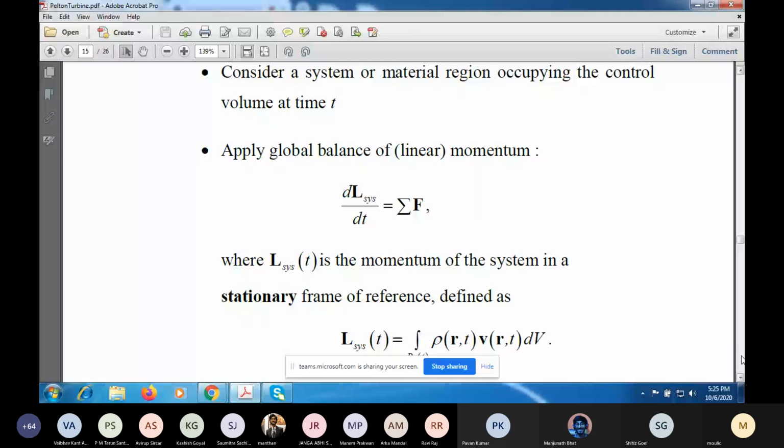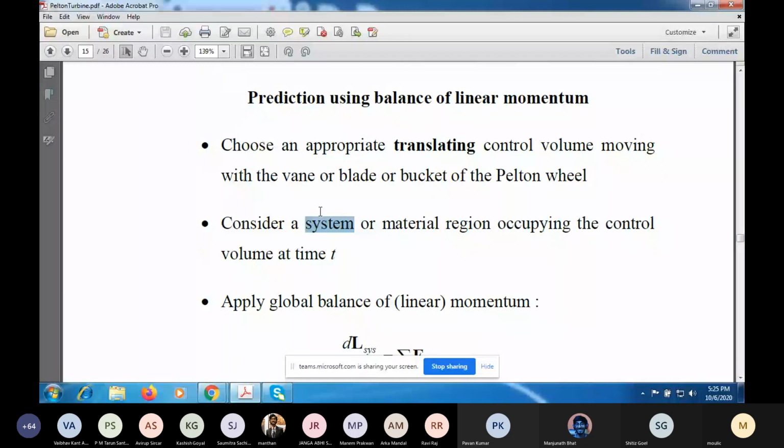Now we'll consider a system, or what authors of fluids will talk about as material region, because the matter inside always has the same identity. So we'll consider a system which occupies the control volume at time t. So at a later instant of time, the control volume would have moved in one direction and the system would have moved in another direction. And even at a previous instant of time, they will not be coincident. But we are considering a coincident control volume, which means that the position of the material region or system and the control volume is coincident at time t.